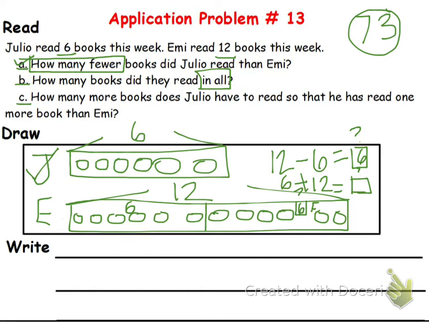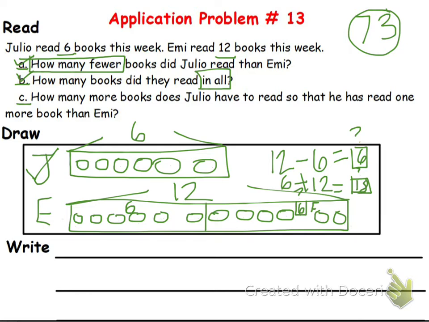Well, you could count all of them if you need to. 1, 2, 3, 4, 5, 6, 7, 8, 9, 10, 11, 12, 13, 14, 15, 16, 17, 18. Or you could say, well, 6 plus 12. 12 has 1 ten. Then there's 6 ones and 2 ones. So 6 plus 2 equals 8. That's 18. So now that is B. They read 18 books in all.